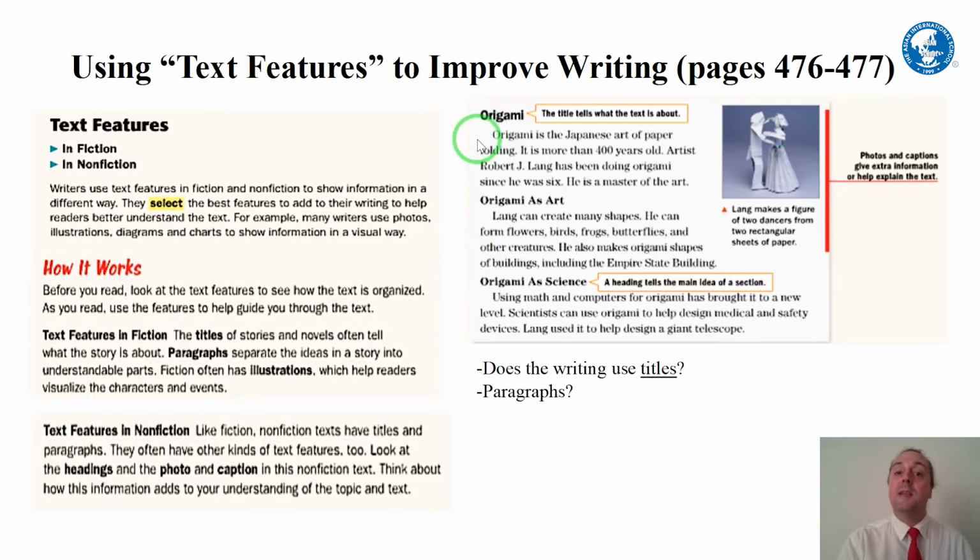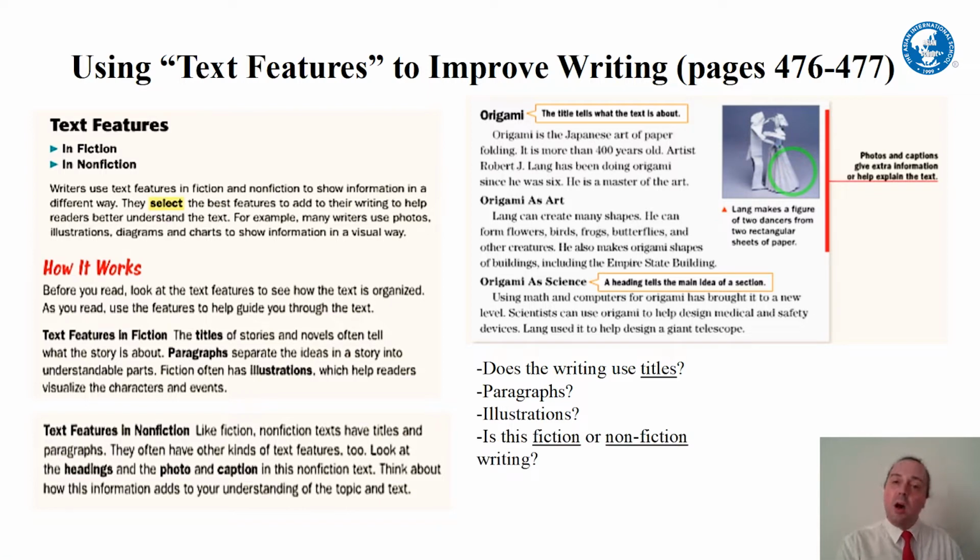Does it use paragraphs? Yes, there are 3 different paragraphs. Okay, the first one is an overview of origami. The second one tells us about origami as an art. The third one tells us about origami as a science. Does it have an illustration? Yes. Over here, of course, we have an example of origami, so we know what it is before we even read. We understand what it is that we're reading about. And is this fiction or nonfiction writing? What do you think?